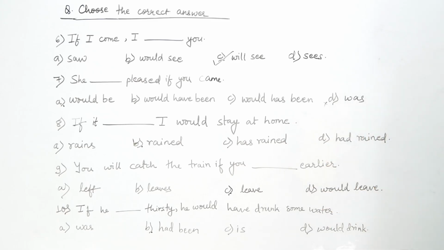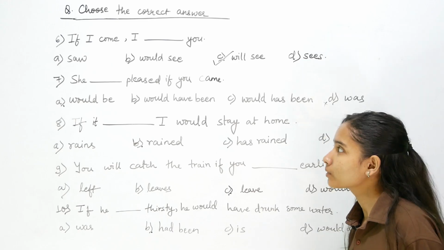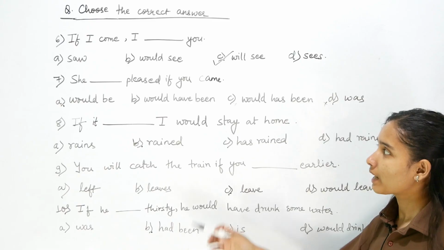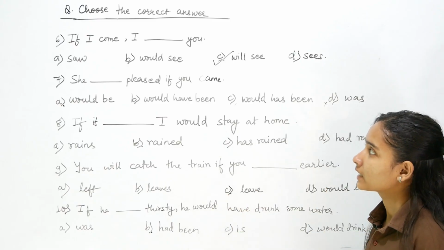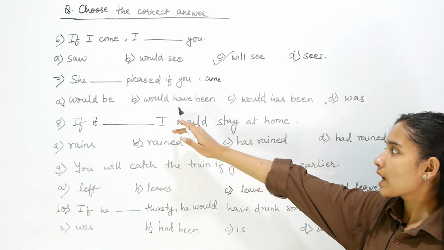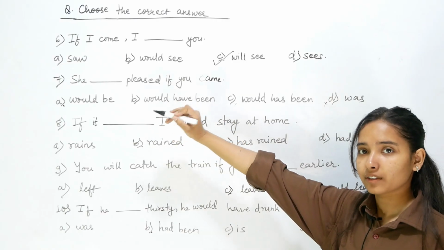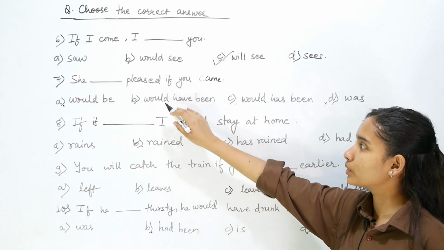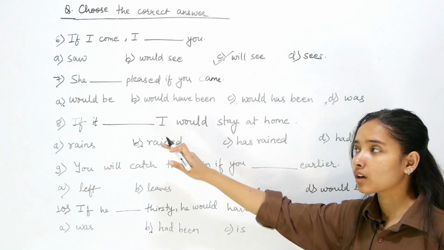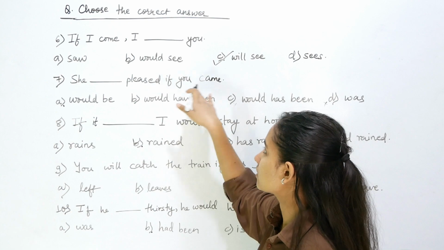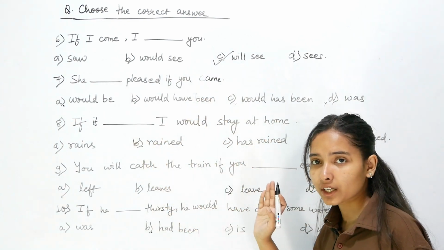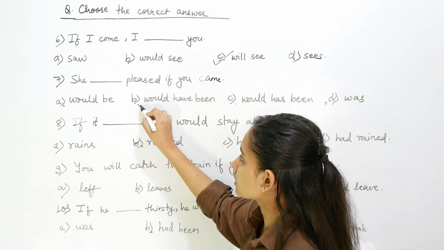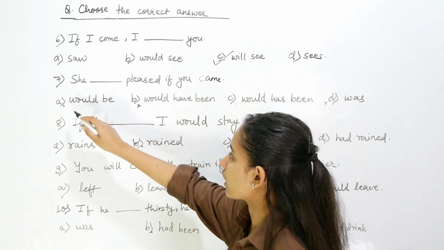Would has been. She would has been pleased if you came. No. Would have been. She would have been pleased if you came. So would have been pleased. If we use would have been, तर यता pleased र came सँग, that wouldn't form the correct structure and the correct sentence. So the correct answer is she would be pleased if you came.